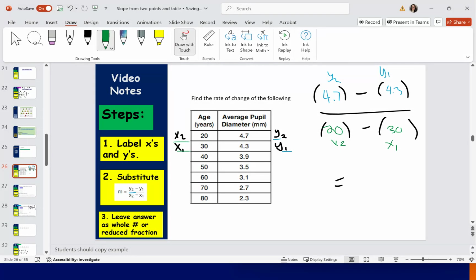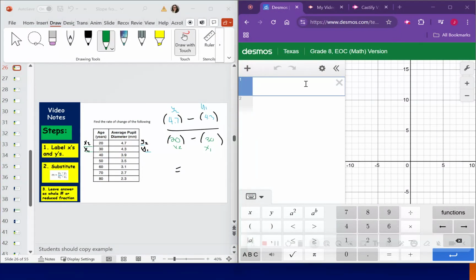Okay, and then using Desmos, we want to type all of this in at one time. So I'm going to go over here, I'm going to click that division symbol. I'm going to set up my parentheses at the top. So we have 4.7 minus 4.3. And then we do the same thing at the bottom. So 20 minus 30. And we get that decimal right here.